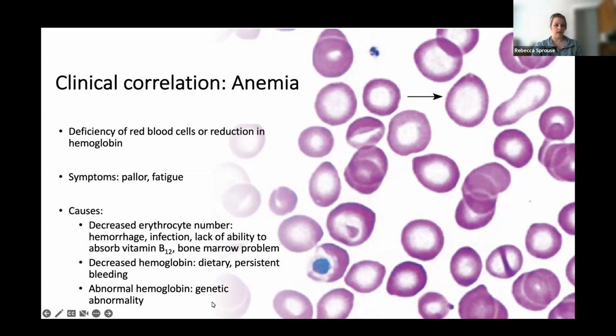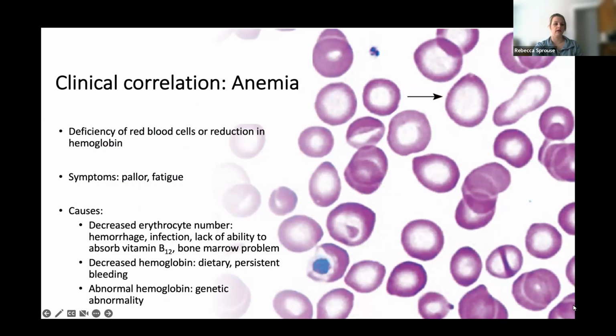Or maybe we have hemoglobin, but it's got a genetic abnormality in it to where it's not able to carry oxygen efficiently. These would be like your factor diseases and like sickle cell anemia, things like that.